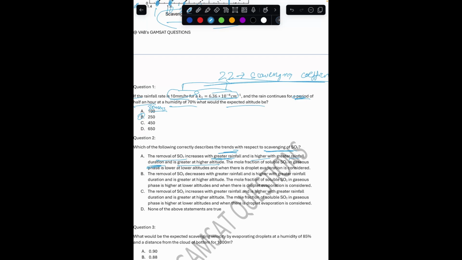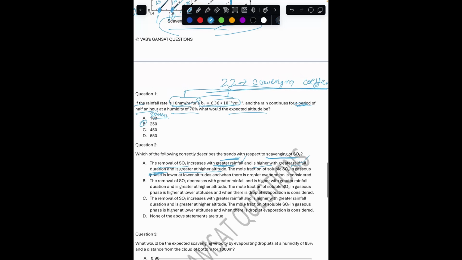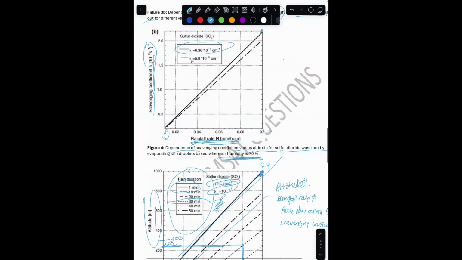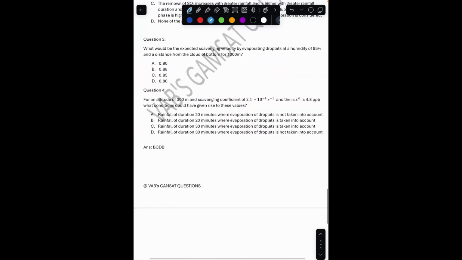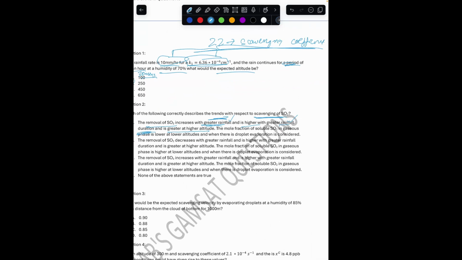So finding the trends actually came in handy. They can't always ask a trend question, but in this case it's come in handy because we kind of made a little note of it. So yes, greater rainfall causes greater removal of SO2. And yes, the greater the duration of rainfall, the more cleansing, so you get more removal. And with regards to the removal at higher altitude, are we going to have greater removal? Yes, because you have a higher scavenging coefficient. So that's all good.